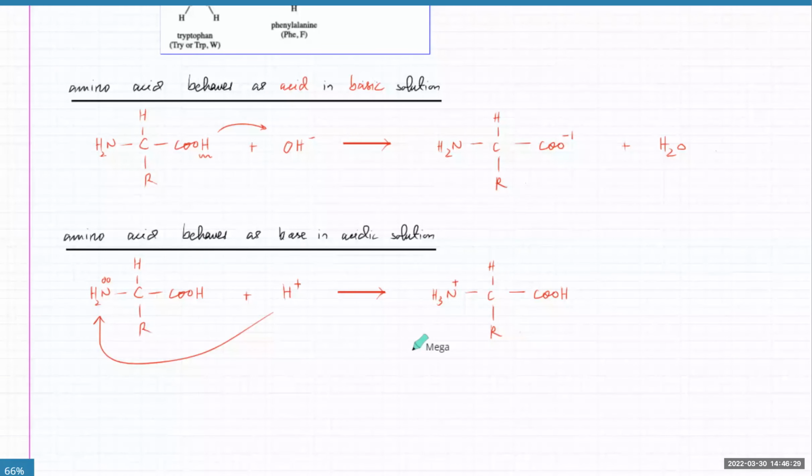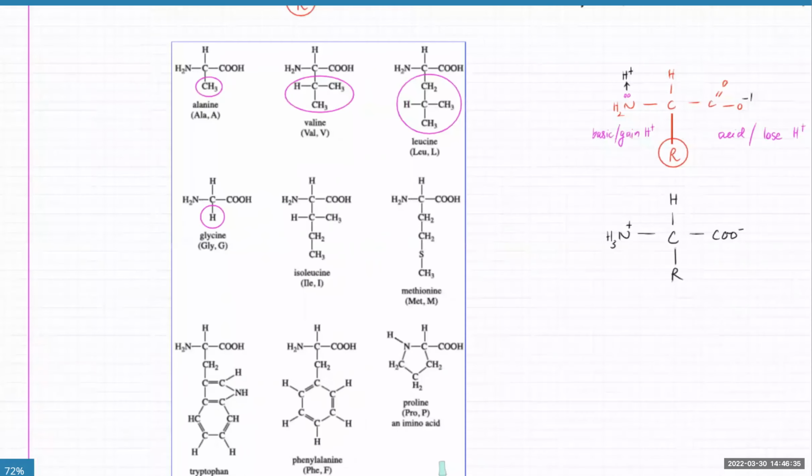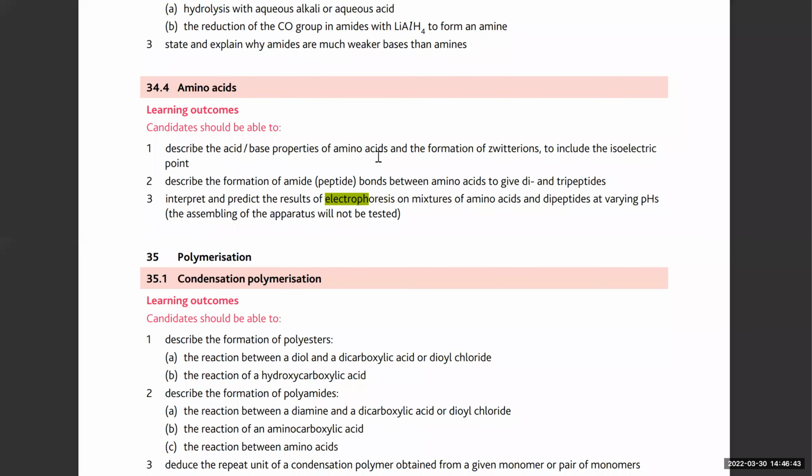Now the next topic is electrophoresis. Okay, so very basic simple questions will come. They'll give any amino acid, either make a zwitterion, or the isoelectric point. The varying pH we have already seen. The effect on that will not be tested. Isoelectric point, I'm going to talk about the isoelectric point now.